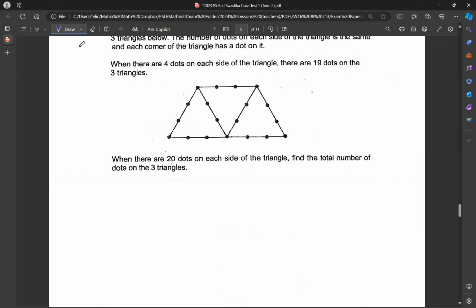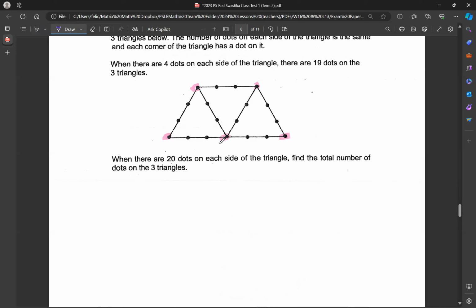So what I'm going to do is I'm going to count the number of corners. I'm going to highlight it up. Okay, so let's count the corners. So there's 1, 2, 3, 4, 5. Okay, so this is also a corner.